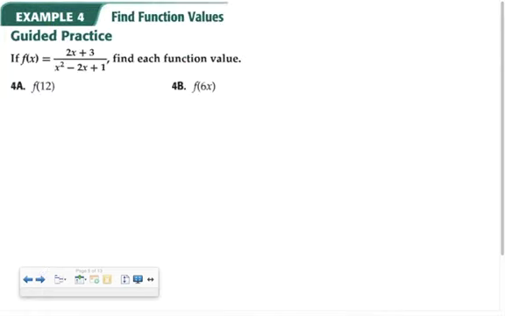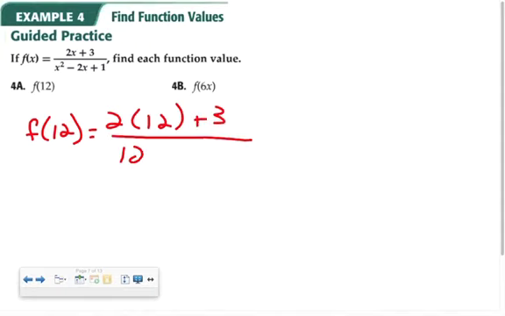Here we're refreshing our memory on how to use function notation to find a function value. Remember once again from Algebra 1 and Algebra 2 that when you are trying to find the function of a value, you're taking that value and substituting it in for the variable. So for part A, f of 12 is 2 times 12 plus 3 over 12 squared minus 2 times 12 plus 1.